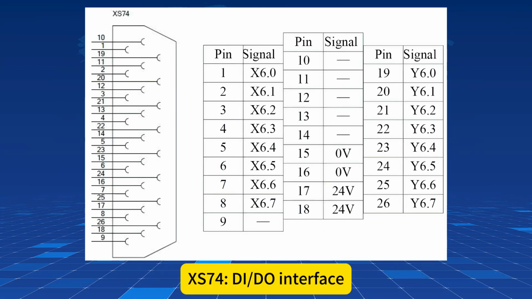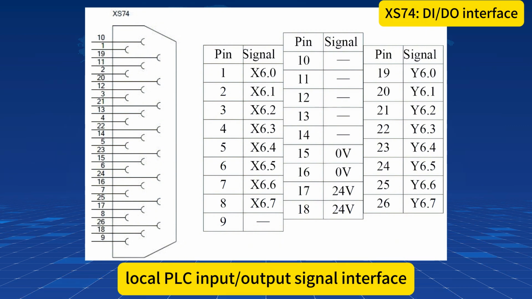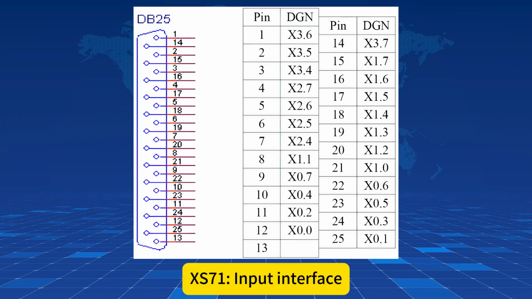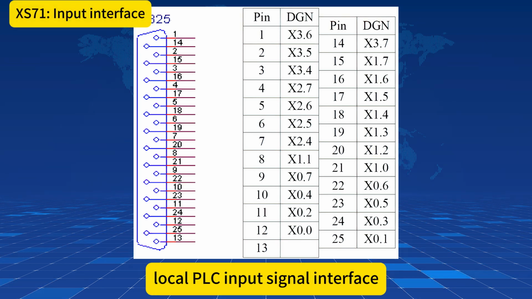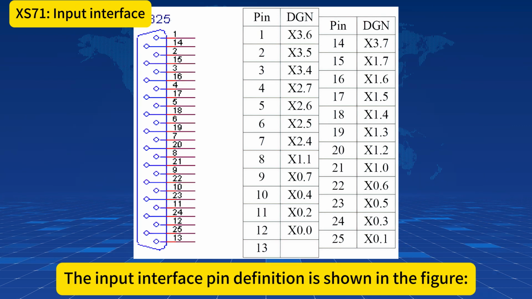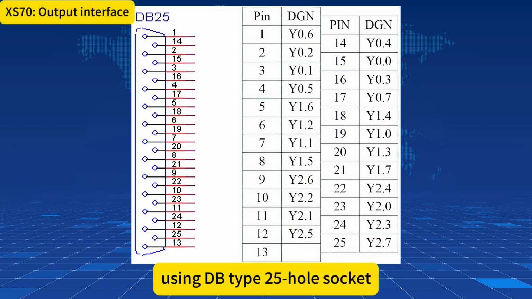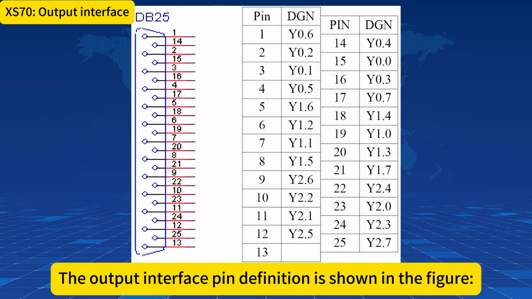XS7 DIDO interface, using DB type 26-hole socket, local PLC input or output signal interface. Pin definition of DIDO interface is shown in the figure. XS71 input interface, using DB type 25-pin socket, local PLC input signal interface. The input interface pin definition is shown in the figure. XS70 output interface, using DB type 25-hole socket, local PLC output signal interface. The output interface pin definition is shown in the figure.